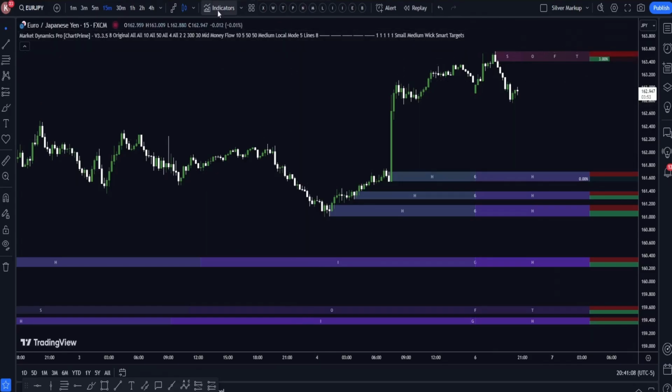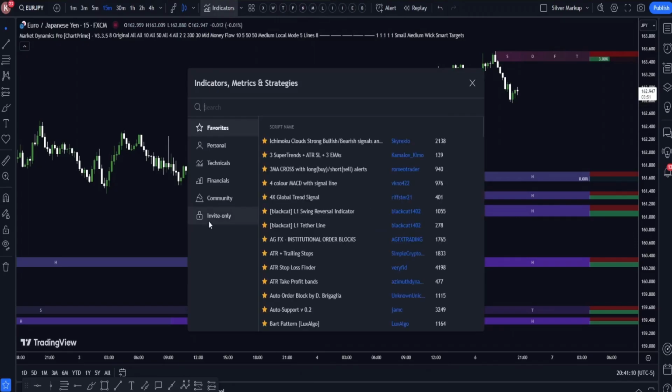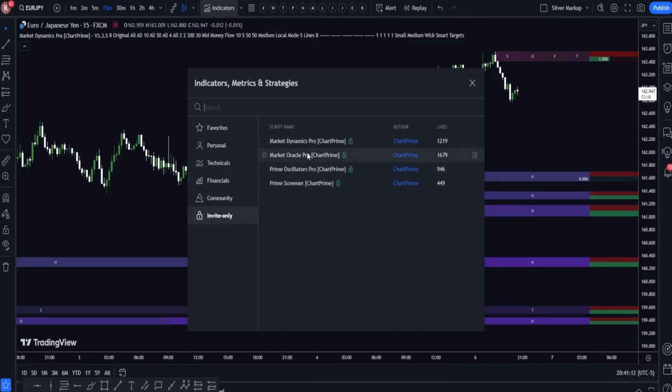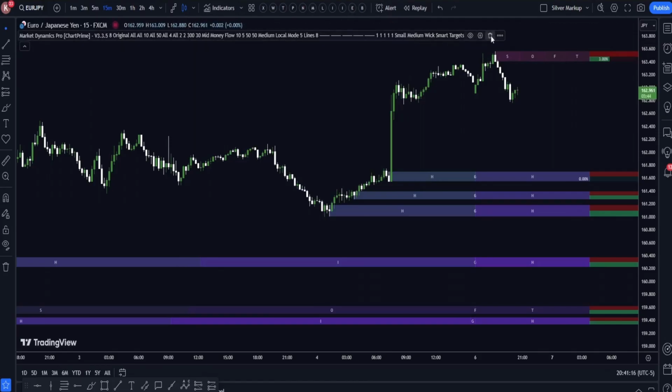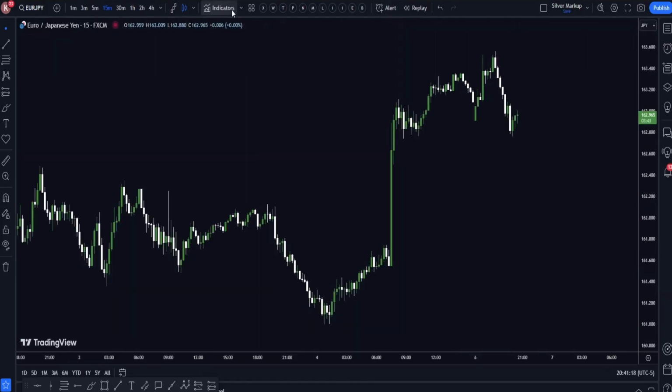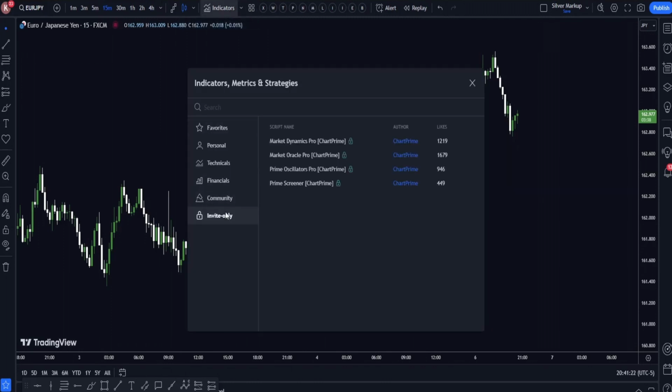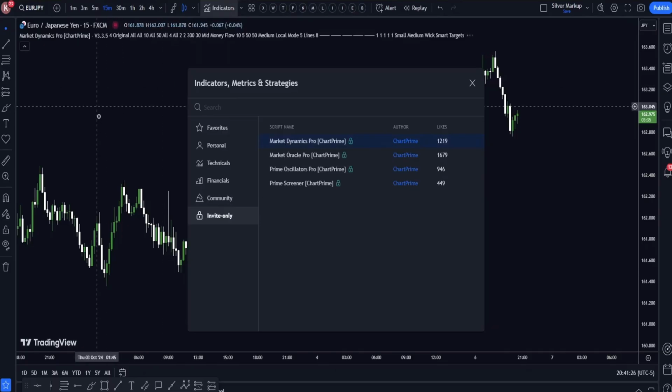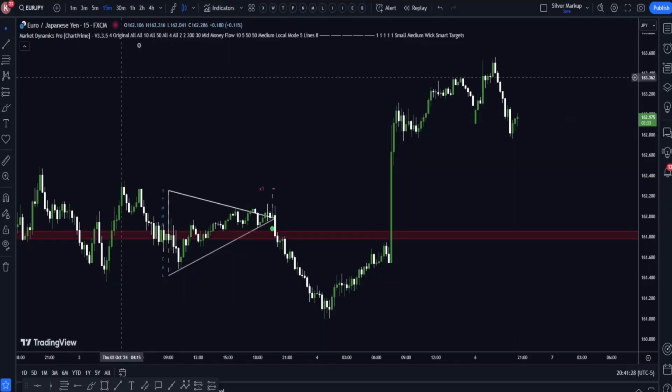So what you're going to do, obviously, you'll go into your indicators, invite only, Market Dynamics Pro, and let's actually do it from scratch so that way you see what it looks like, because I've made a few changes since opening it, but I'll show you how I set it up the way that I like to set it up just to make it easier. But let's go into how it is when you first open it.